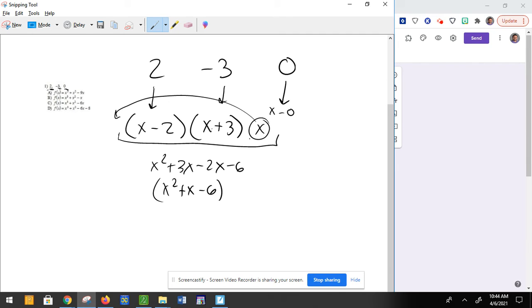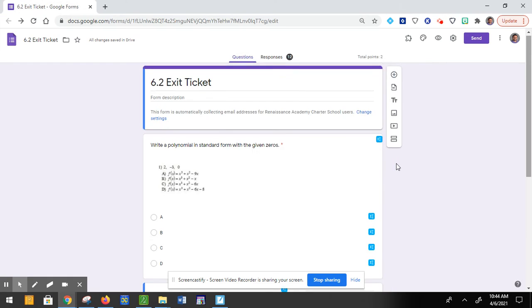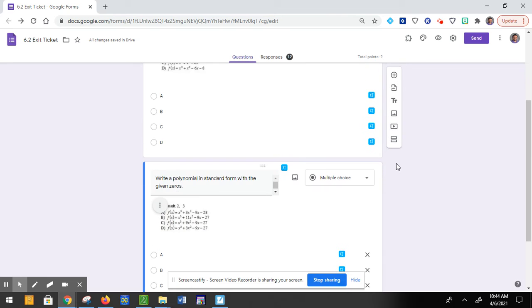But you don't forget about the x that's out there. Now you're just going to multiply x in, distribute it in. That's x cubed plus x squared minus 6x. So we go and look at our answer choices, and it appears that C right there is your answer for number 1. Okay. Let's look at the second question here.